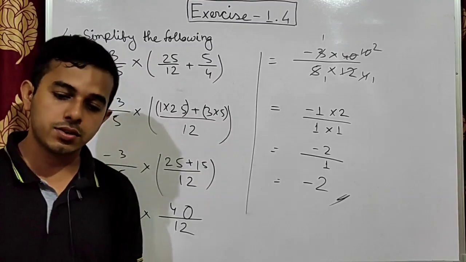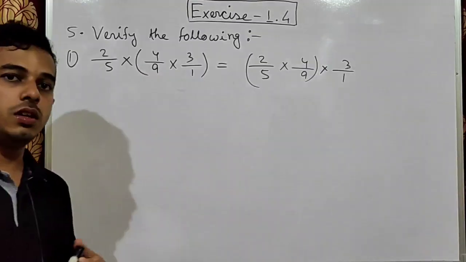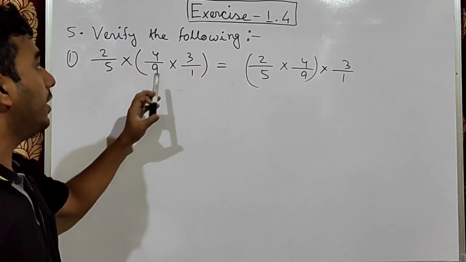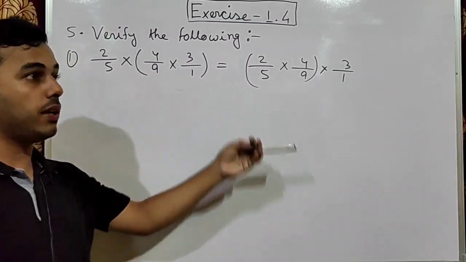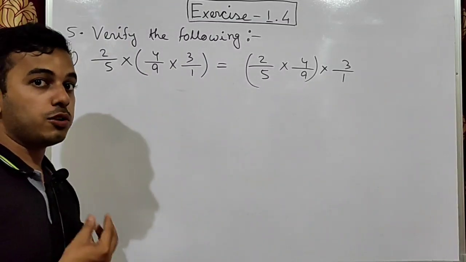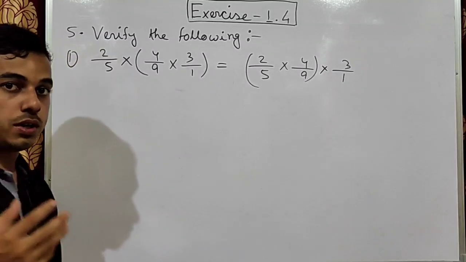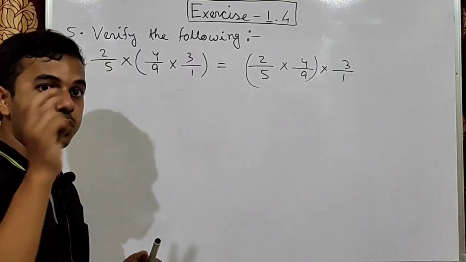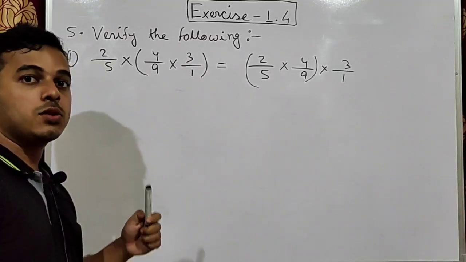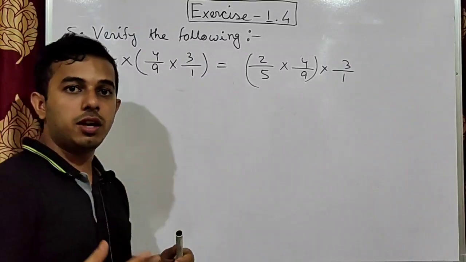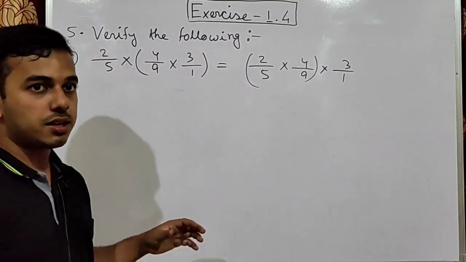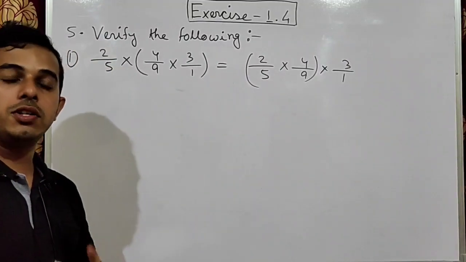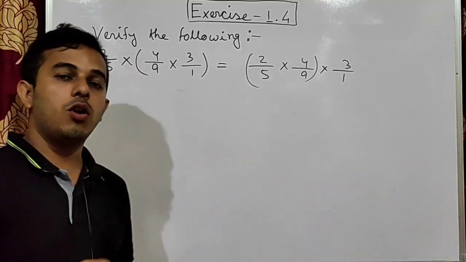So now let's move to our next question, that is question number 5. Here the question is verify the following: 2 by 5 into 4 by 9 into 3 by 1, then again we have rearranged their positions, right? So this property is known as which property? Our question number 2 was what? In that question we had taken only 2 rational numbers and then rearranged them. It was the commutative property. Now in this case we have taken 3 rational numbers and we also have rearranged them, right? So this is known as the associative property. Now we know associative property for addition as well as multiplication holds good for every case.